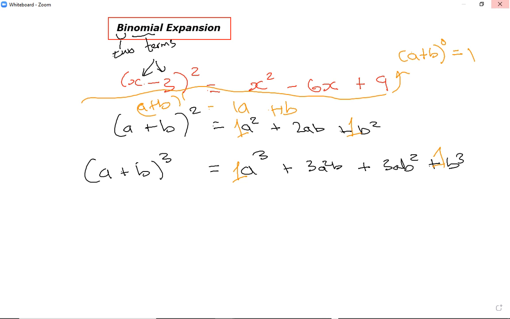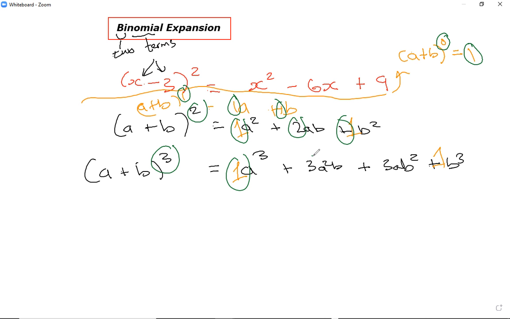What we're noticing is that as the power increases, we have more and more coefficients. We have more terms. Power of naught gets me only one coefficient. Power of 1 gets me two coefficients. Power of 2 gets me three coefficients. Power of 3 gets me 1, 2, 3, 4 coefficients. And with that, we basically have Pascal's triangle.